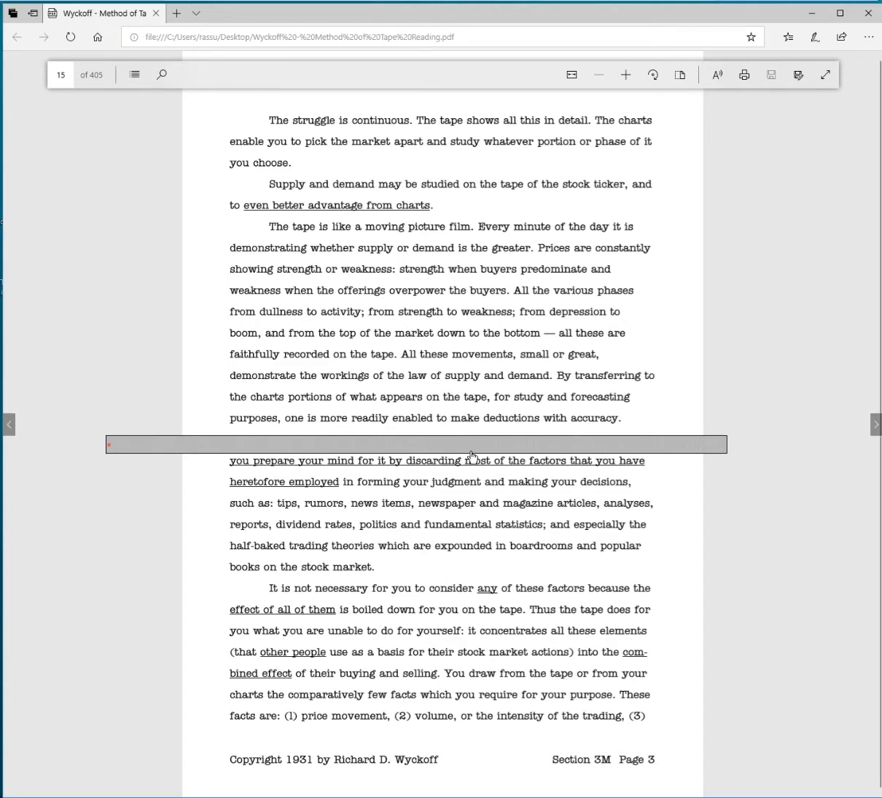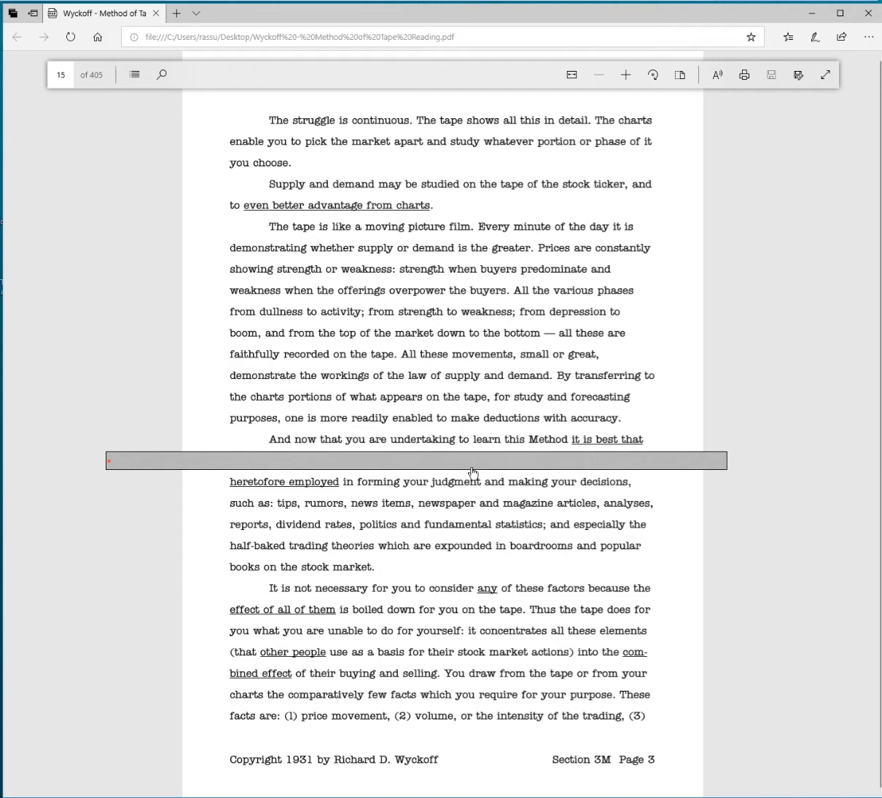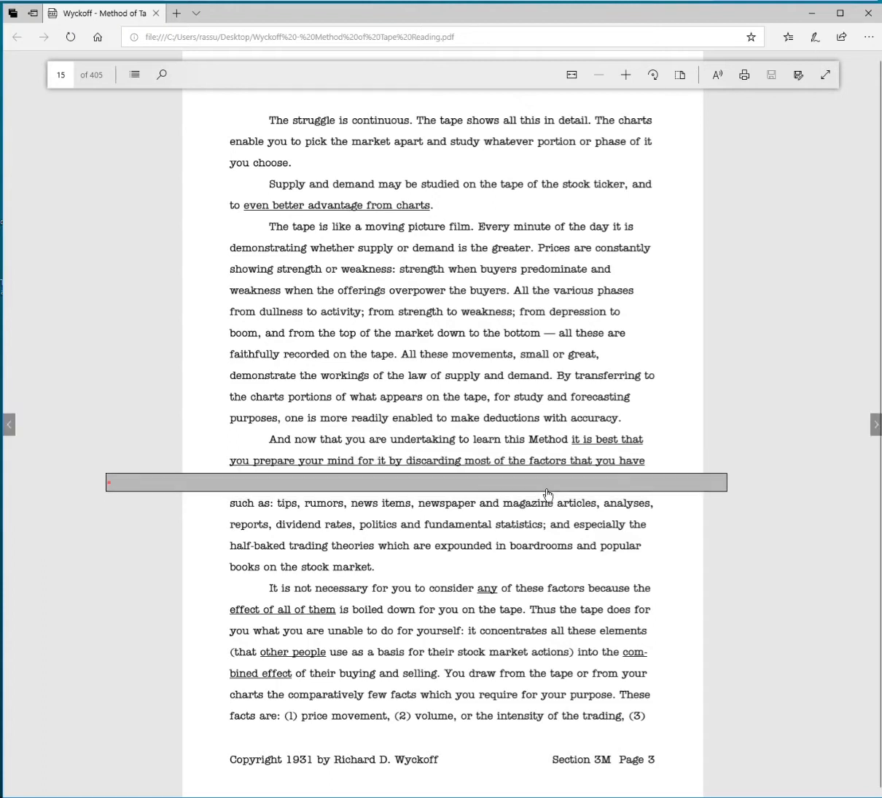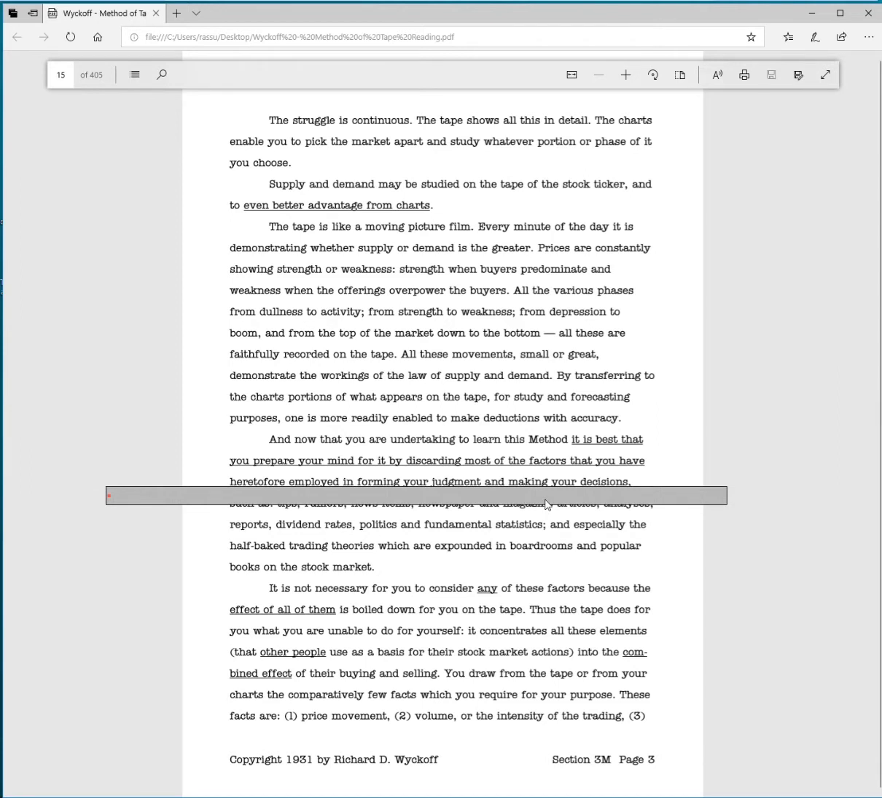All he's saying is just look at the chart, but from the perspective of pressure, from buying and selling pressure. And now that you are undertaking this method, it is best that you prepare your mind for it by discarding other methods. So if you're using other methods, there are plenty of other methods. Elliott wave. There's momentum based. There's numerous other methods. A lot of folks will be stuck on that RSI.